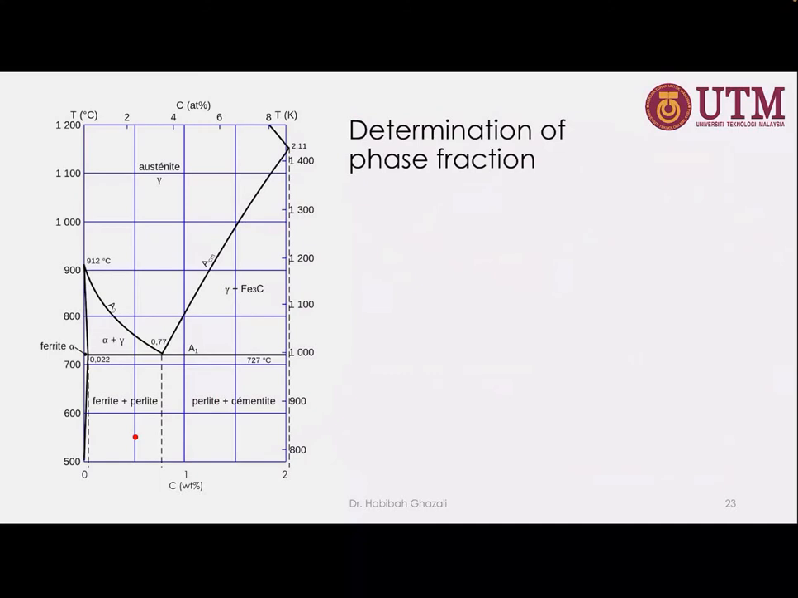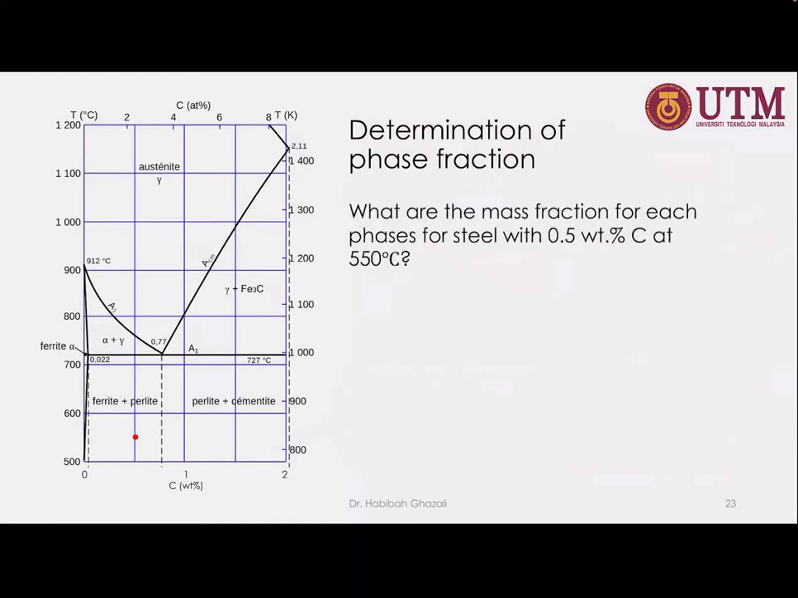We have about 4 more slides. Okay, fraction determination. This one is similar to the phase diagram. We have learned about this in the previous chapter. We can determine how many phases you have at that particular temperature for that particular alloy. For example, you have 0.5% carbon. This is your alloy, and you want to analyze what is the mass fraction of each phase at this particular temperature.